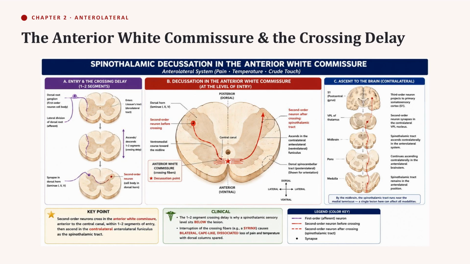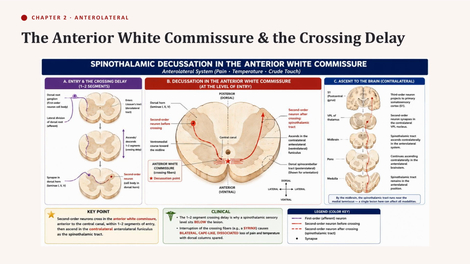Follow it. It crosses anterior to the central canal, through the anterior white commissure, that's the star, and then, in red, turns upward on the opposite side, ascending in the contralateral anterolateral funiculus as the Spinothalamic Tract. From there, it climbs through the brainstem to VPL of the thalamus and on to S1. Contrast that with the dorsal columns, which rode all the way to the medulla before crossing. Here we cross almost at the door, within a segment or two of entry.